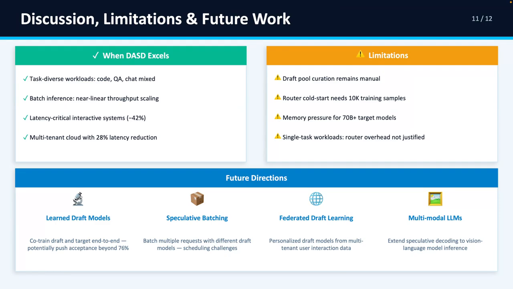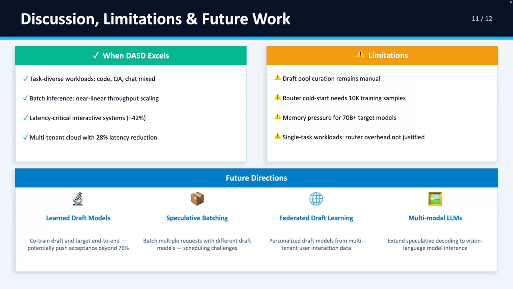The draft pool curation currently requires manual selection of a diverse set of draft models. This is manageable in practice. We chose our four models based on known specialization, but automating this selection is an open research problem. The router also requires cold start training, which may be a burden for niche domains. Transfer learning from adjacent domains can mitigate this.